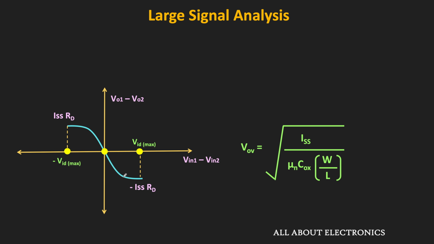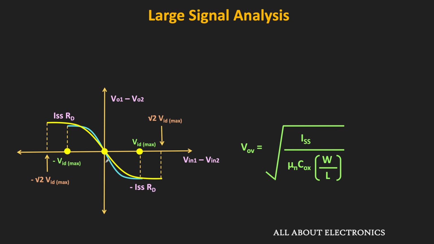On the other hand, if we reduce the W by L ratio by the factor of 2, then the new overdrive voltage will be root 2 times the previous one, and hence the curve will expand horizontally. And since the ISS is the same, vertically the curve will remain the same. That means now the differential range will increase. But at the same time, since the slope of the curve has reduced, the gain of the circuit will also reduce.